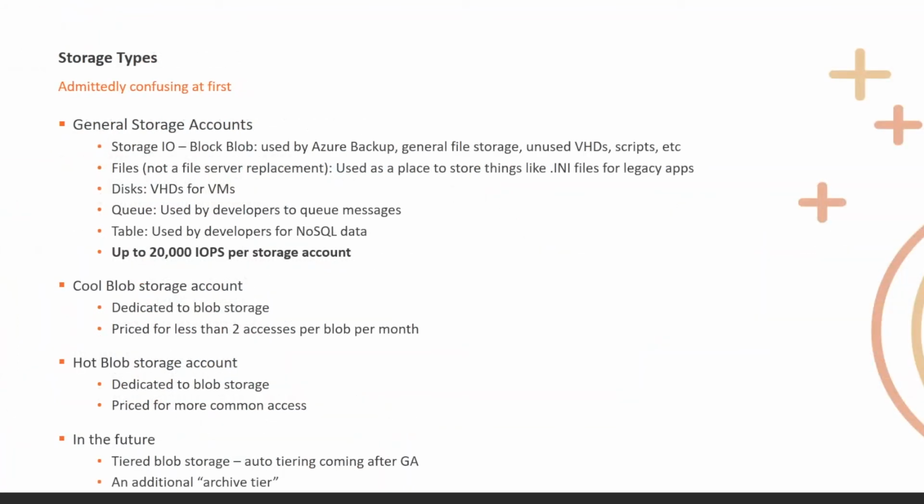Now, there are different storage types within Azure, and admittedly, this can be quite confusing. I will try to boil this down at the end of the storage section to make it a bit easier for you, but it's worth knowing the different options. When you go in to create storage in the Azure portal, you'll have three options. You have general storage account, cool blob storage account, hot blob storage account. If you're using the storage account method, then you're going to use general storage accounts to store your virtual machines.